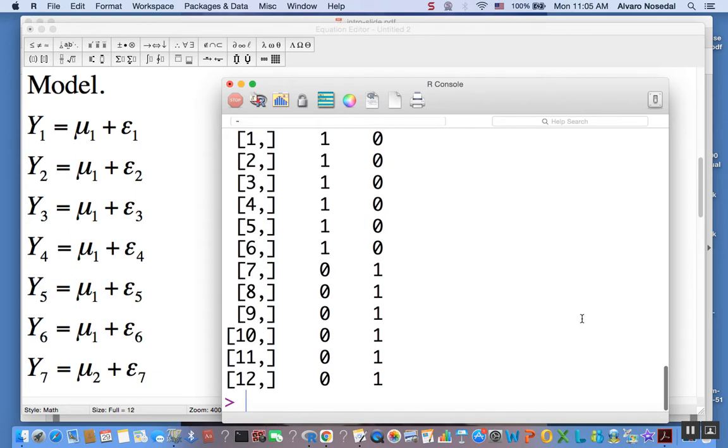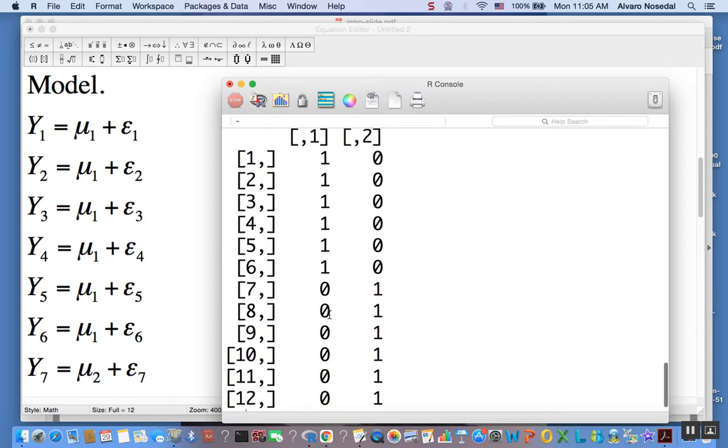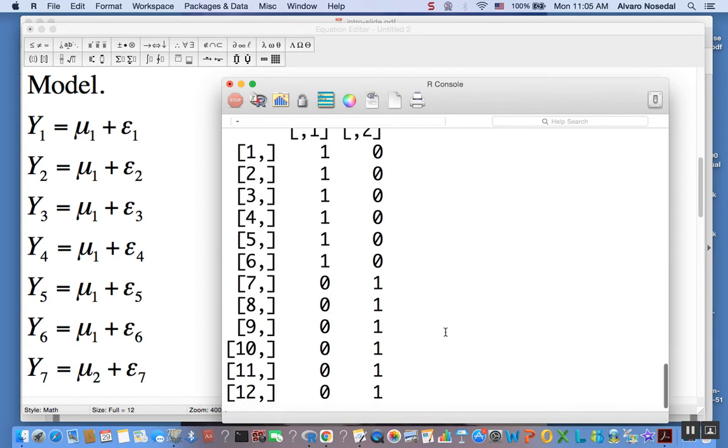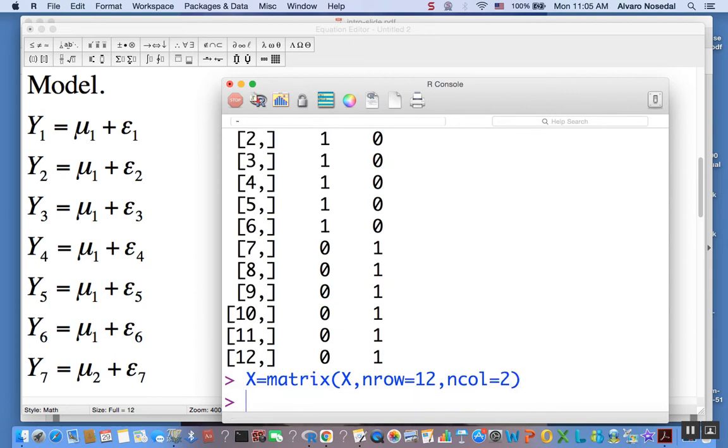So now let's see if X is what we want. It looks like what we want, right? 6 ones, then a bunch of zeros, 6 zeros, then 6 ones. It is exactly what we want. But again, we're going to make sure that R knows that X is meant to be a matrix. So 12 rows and 2 columns. Okay, it looks like what we want.